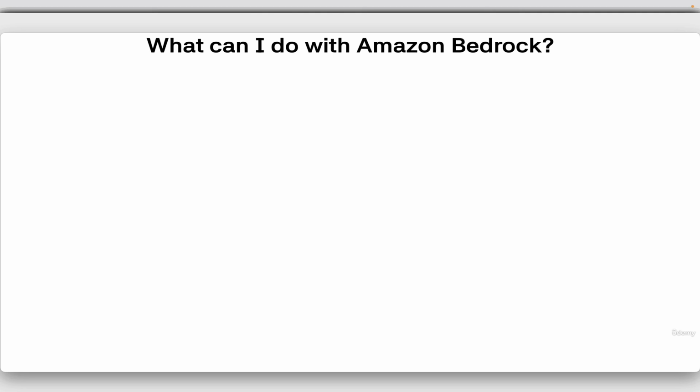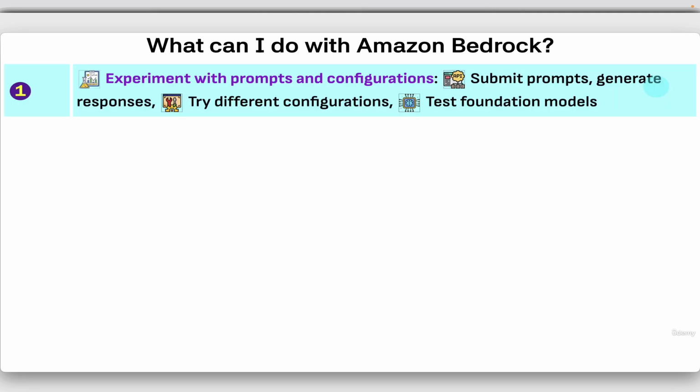So what can I do with Amazon Bedrock? First, you can experiment with prompts and configurations. So you submit prompts and generate responses with model inference by sending prompts using different configurations and foundation models to generate responses. You can use the API or the text, image and chat playgrounds in the console to experiment in a graphical interface. And when you are ready, you can set up your application to make requests to the invoke model APIs.